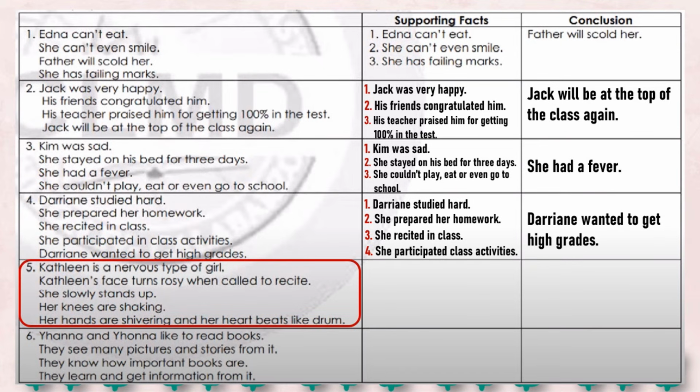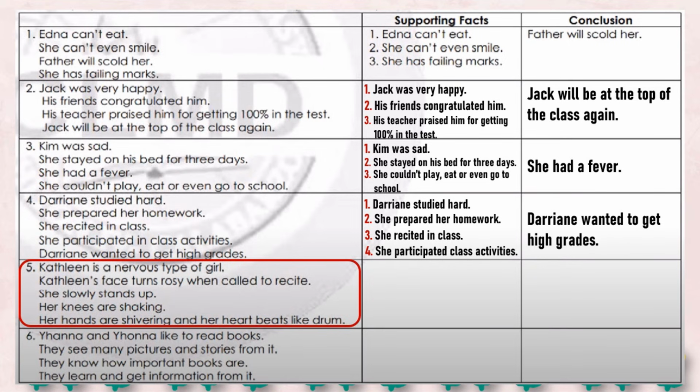Number 5. Kathleen is a nervous type of girl. Kathleen's face turns rosy when called to recite. She slowly stands up. Her knees are shaking. Her hands are shivering and her heart beats like a drum.